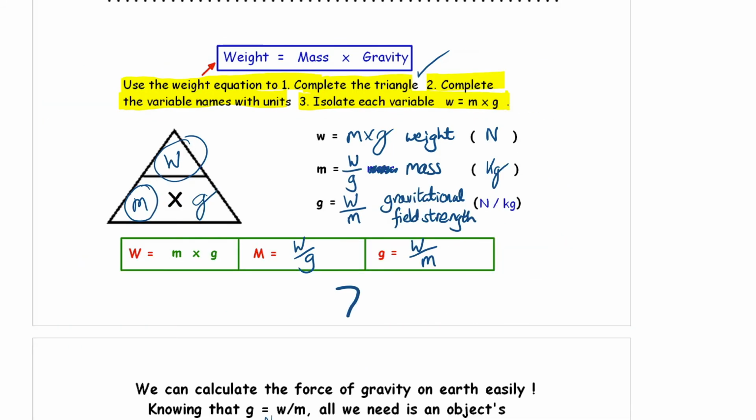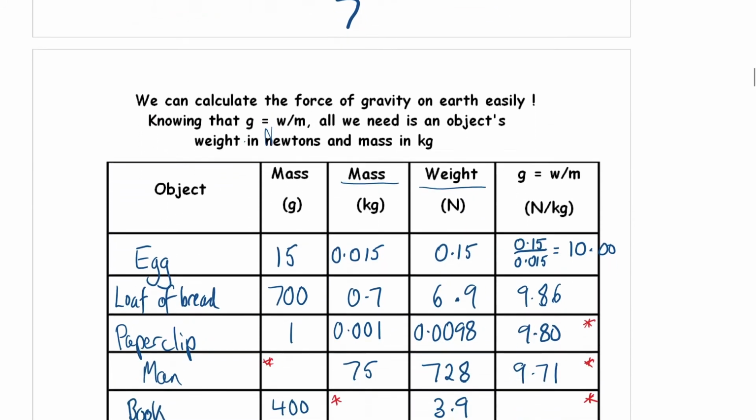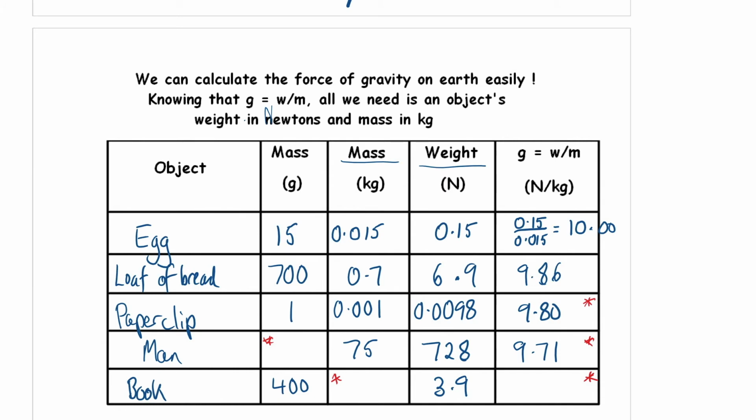Turn over to page 8. At the top of page 8 is an activity for you to do. I've started it for you. Let's just read. We can calculate the force of gravity on Earth easily. There should be a capital E there. It's the name of a planet. Knowing that G equals W over M, or gravitational field strength equals weight over mass, all we need is an object's weight in newtons, and mass in kilograms. So we need those two things.